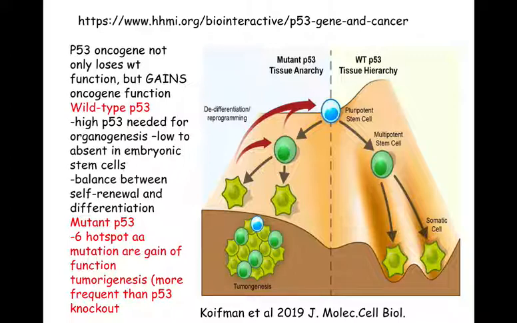If we look at wild type p53, so no mutation, it has a role in organogenesis, in differentiation of cells. In embryonic stem cells, you have very low p53. But as stem cells start to become differentiated, start to acquire their cell fate, they have higher concentrations of p53, which is required for those cells to differentiate.